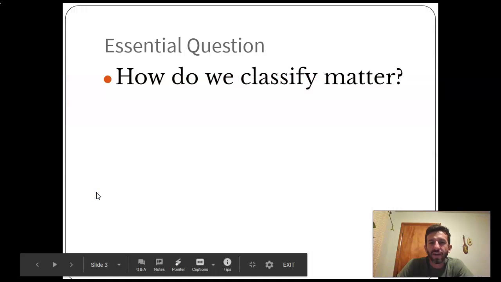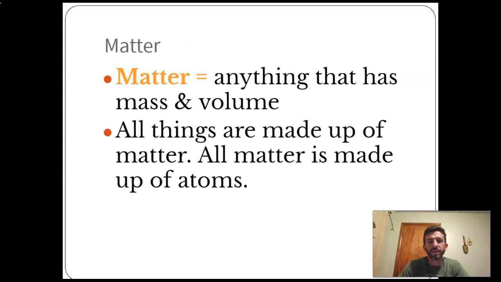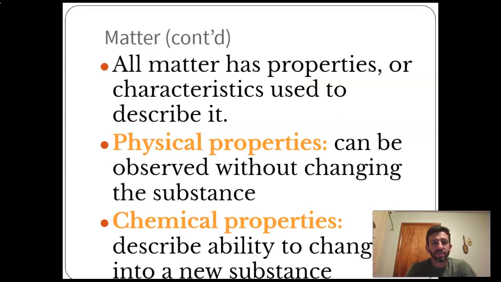So here we go. Our goal for today is: how do we classify matter? What are different ways that we classify matter? All right, so matter basically is anything that has mass and volume. All things that we see are made up of matter. Matter would be the opposite of energy. I wouldn't say opposite of energy, but energy doesn't occupy space and things like that. But matter does. Matter has volume. And matter is made of atoms. All right, so there we go. Definition of mass and volume. We just talked about it.